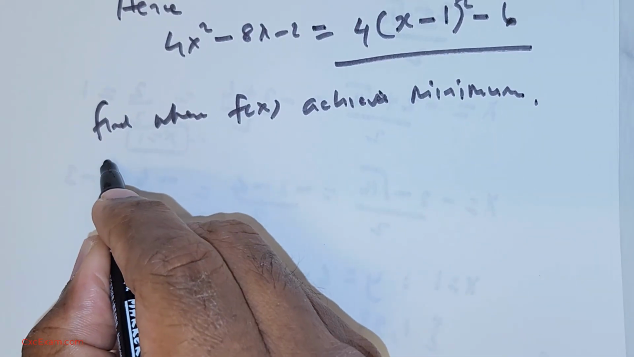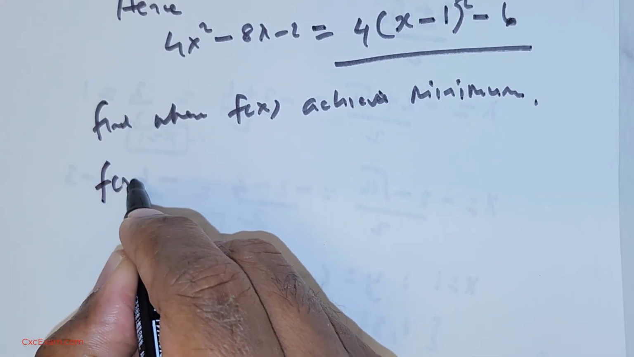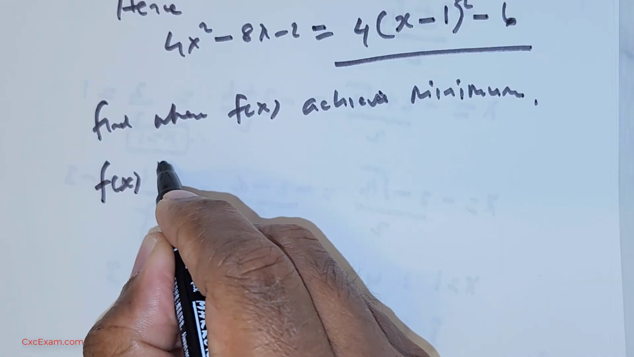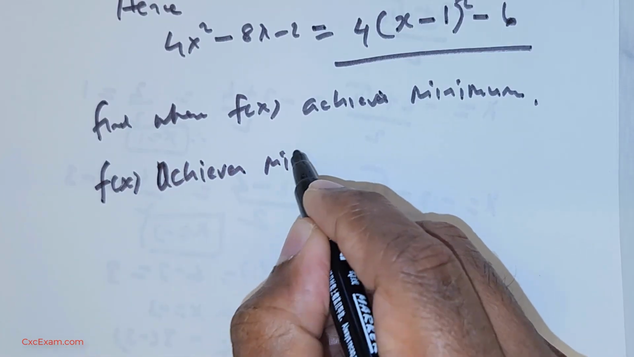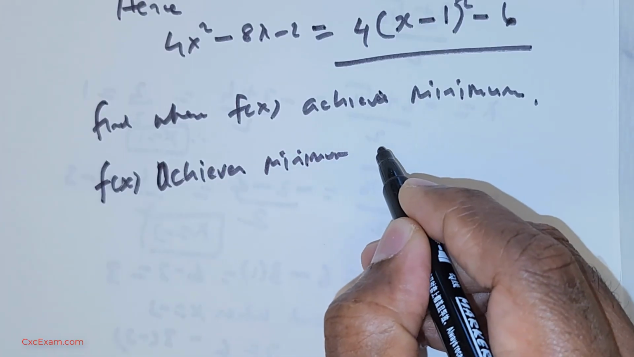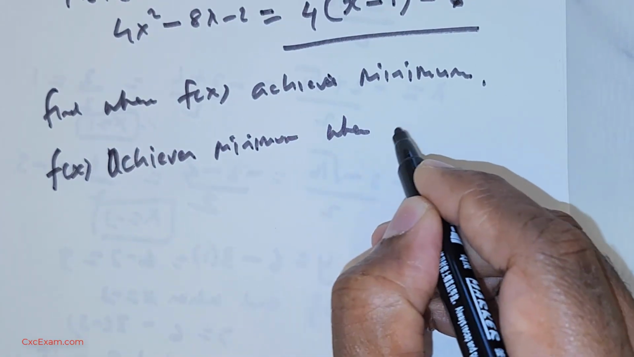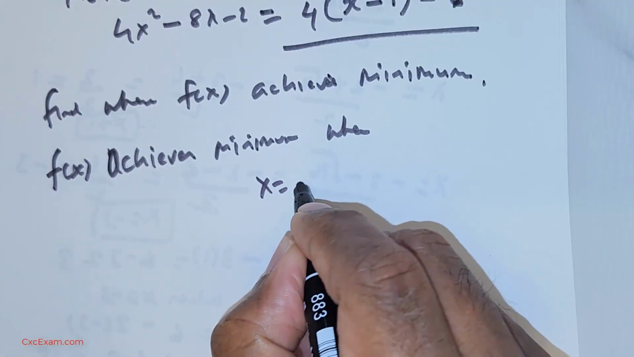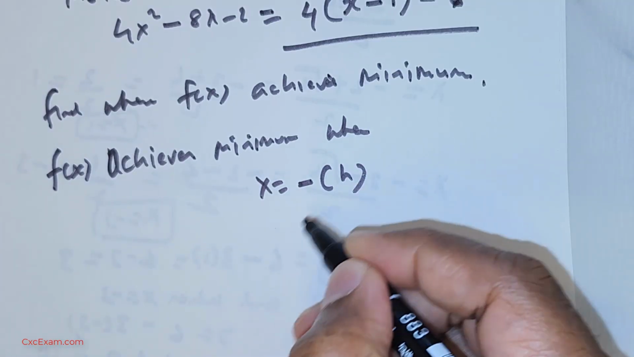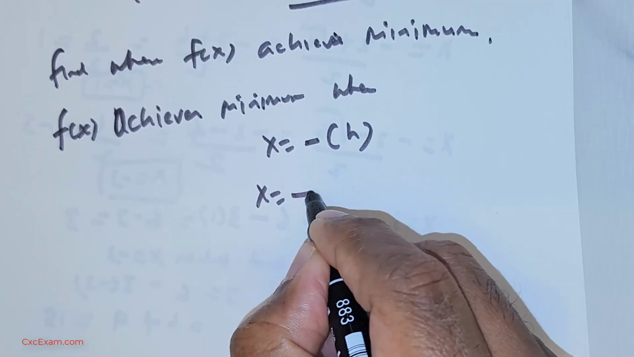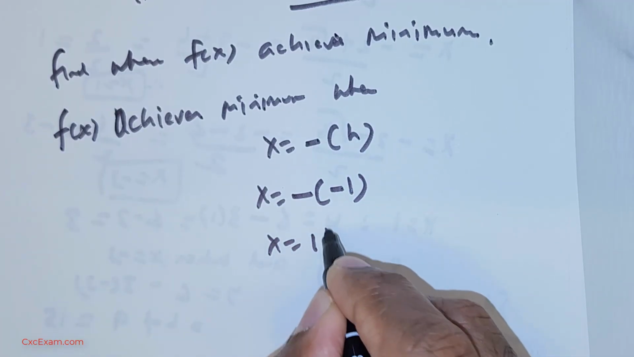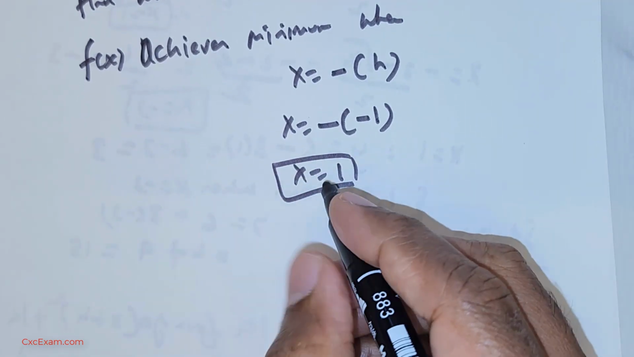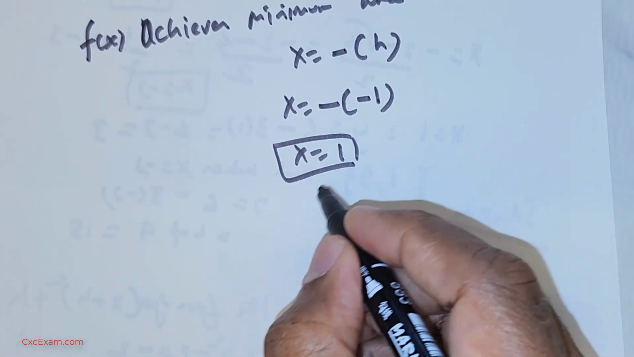Okay, now f of x achieves minimum when x is equal to negative of h. So that means x is equal to negative of h, which is already equal to -1. So that means x is equal to 1. So this is the point where the function achieves the minimum.